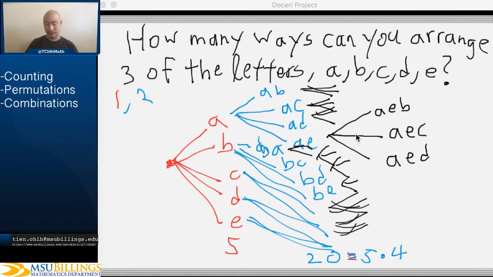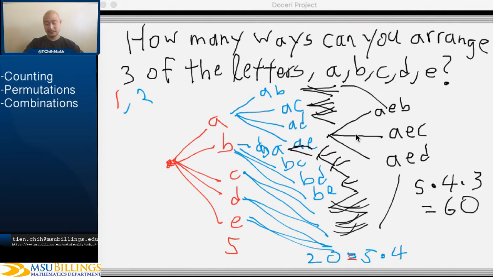Draw a bunch of lines here as well. So if I total all of these together, the number of ways that I should be able to do this is 5 times 4 times 3, or 60 different ways to do that, right?